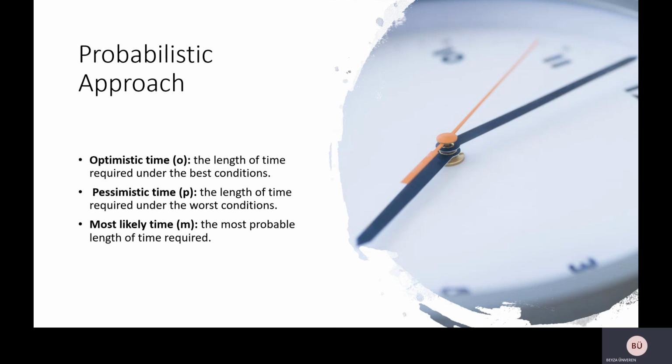Often situations arise when a healthcare manager cannot estimate activity time with certainty. Such situations require a probabilistic approach, which uses three-time estimates for each activity instead of one. First, optimistic time: the length of time required under the best condition. Second, pessimistic time: the length of time required under the worst condition. Third, most likely time: the most probable length of time required.